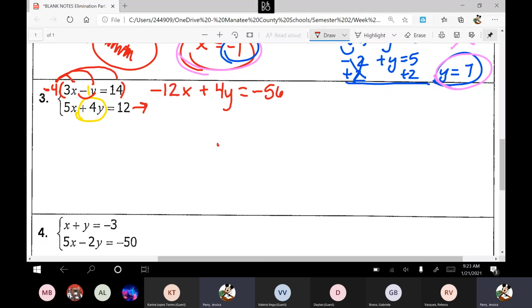So let's rewrite this other equation so it's next to it, so they're next to each other so you can see it a little bit better. We have 5x plus 4y equals 12.